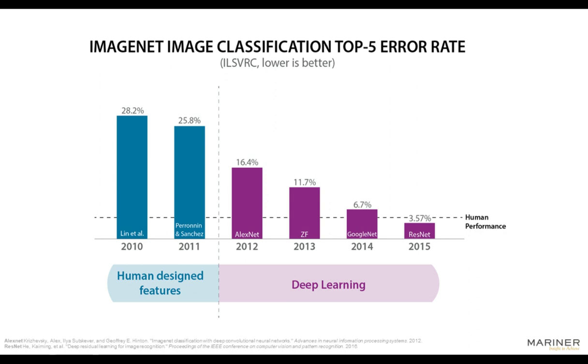Back in 2011, the very best algorithms in the world had an error rate of around 26%. That's that 2011 column there. And that's with 5 guesses, right? So if you gave the algorithm 5 guesses, it only had an accuracy of 74% or something. So this is not ready for deployment. This is not going to work in a manufacturing environment.